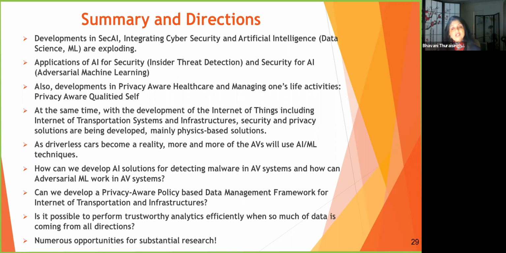And then what about trustworthy analytics? Can we use this Intel SGX platform or similar platforms to do the machine learning in hardware? And there are numerous opportunities for substantial research in this area.